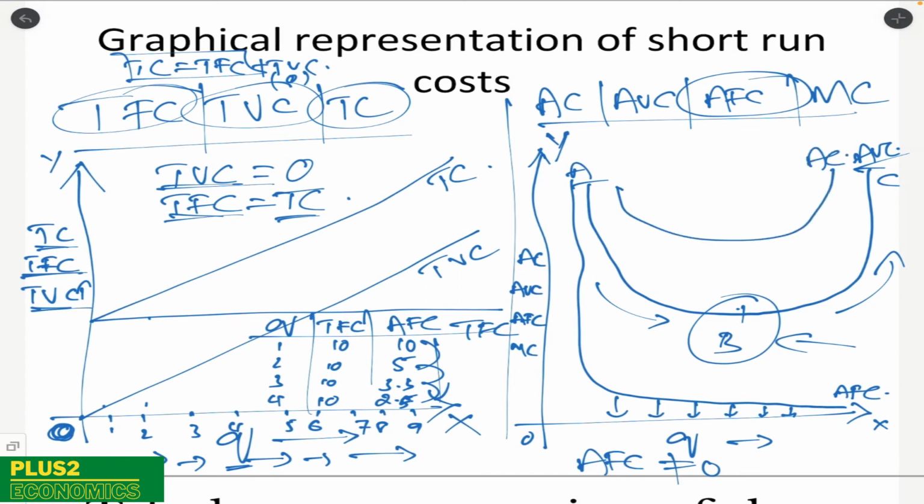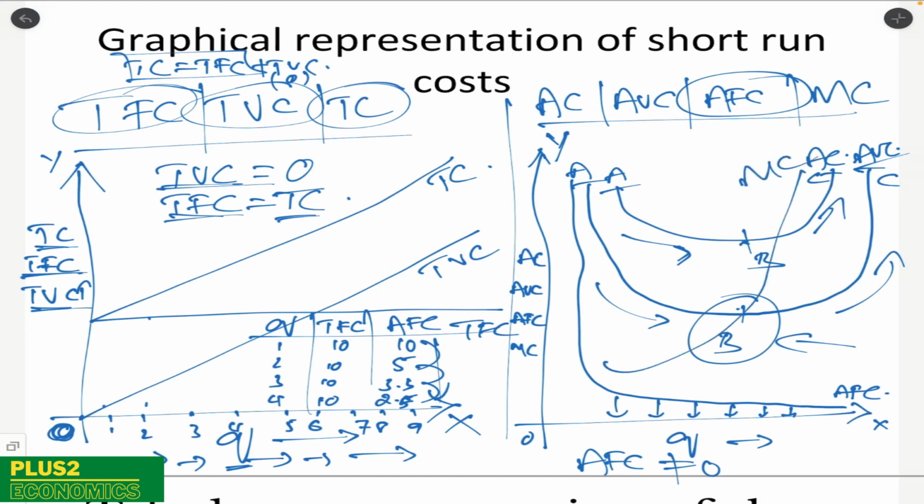Then we have the AC curve, right? Now if you look at the AC curve, it is also U-shaped in nature. Again, you can divide this into parts, and there are 3 points. Call this point A, point B, and point C. From A to B, it is decreasing. From B to C, it is increasing. B is the minimum point.